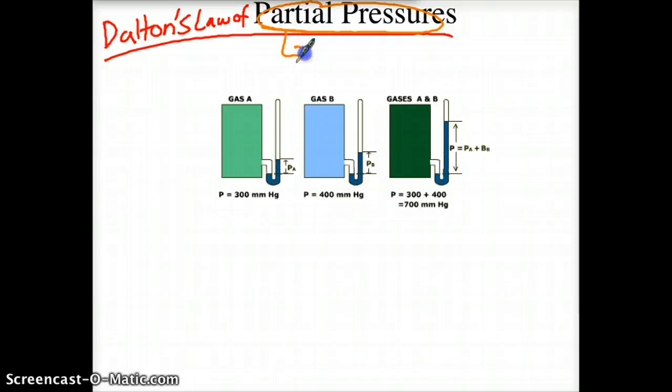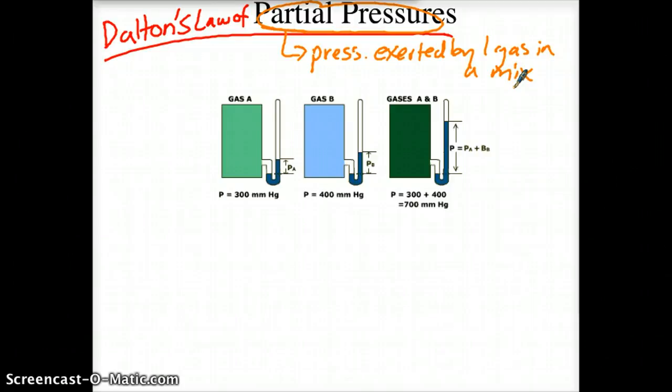The partial pressure is the pressure exerted by one gas in a mixture, and it is part of the total pressure. So if we have 3 or 4 different gases, there's going to be 3 or 4 different partial pressures.